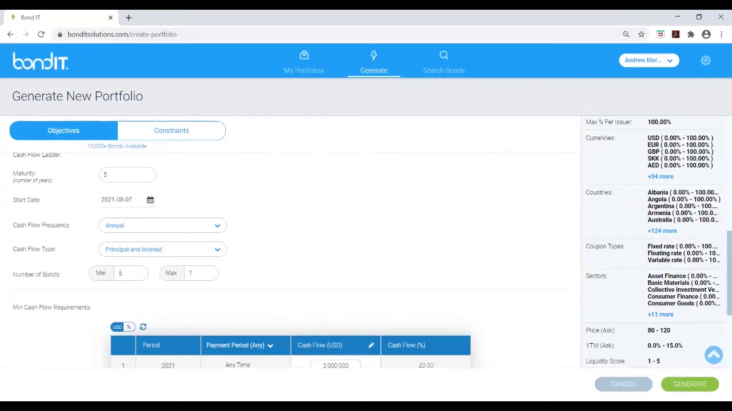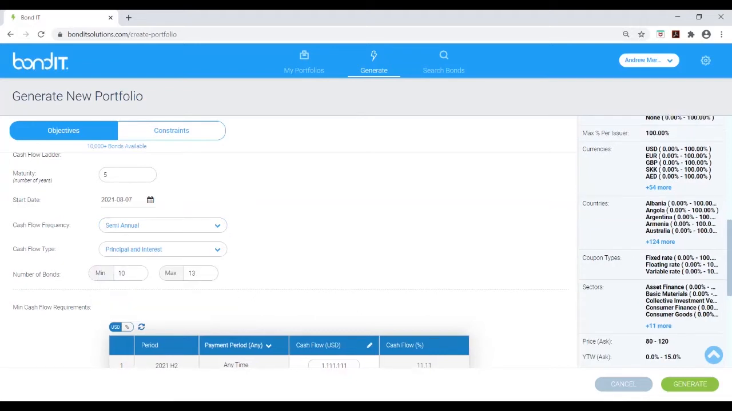And the cash flow frequency can be annual, semi-annual, quarterly, even monthly, if we'd like. For this portfolio, let's bring frequency to semi-annual, but you can imagine the possibilities. For cash flow type, we could choose principal and interest payments, principal only. For this portfolio, let's choose principal and interest payments.